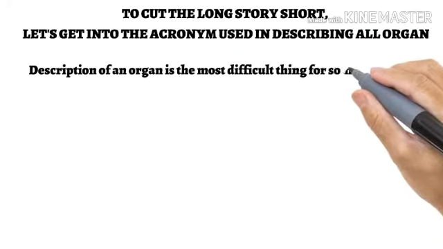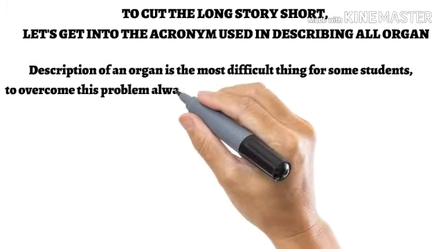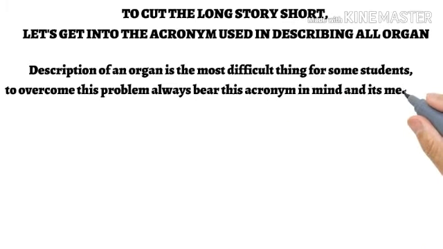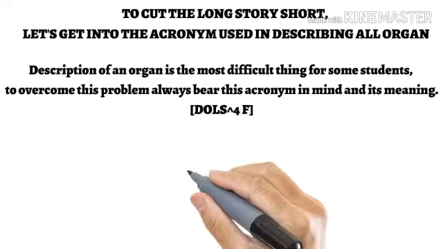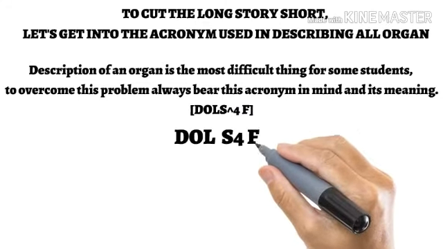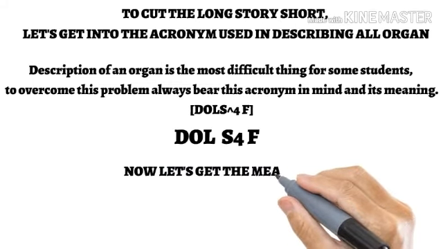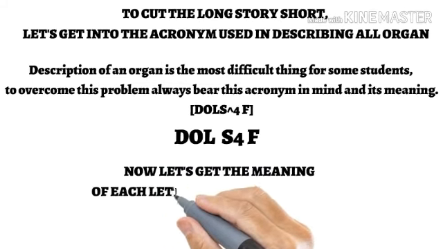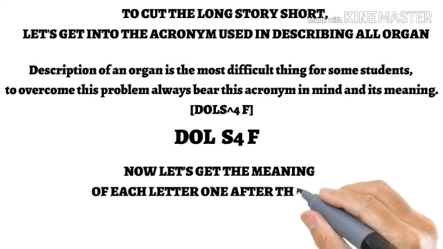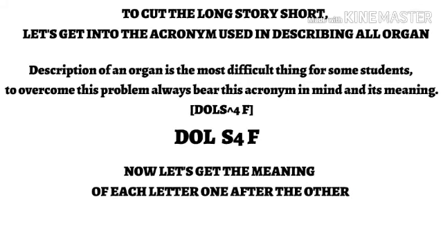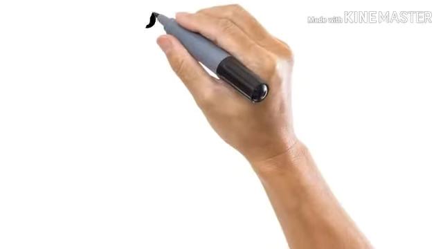Description of an organ is the most difficult thing for some students. To overcome this problem, always bear this acronym in mind and its meaning. And the acronym is DOL S raised to power 4F. You can try to say that again. So now let's get the meaning of each letter one after the other. To start with, we have the letter D. So the D means description.